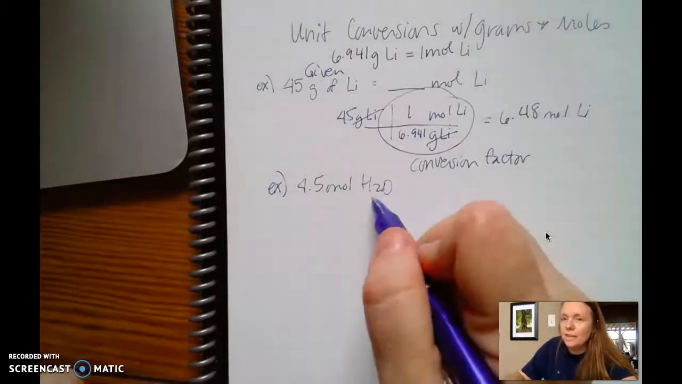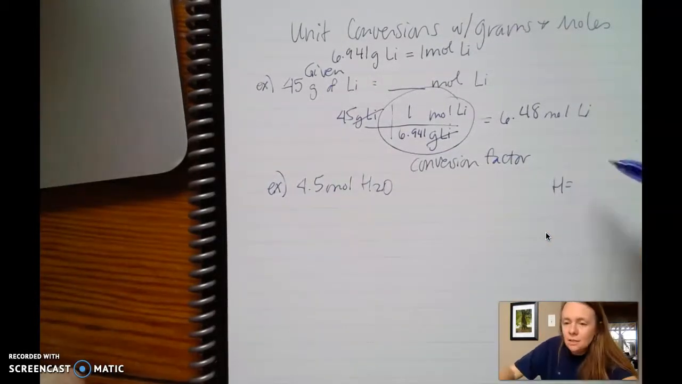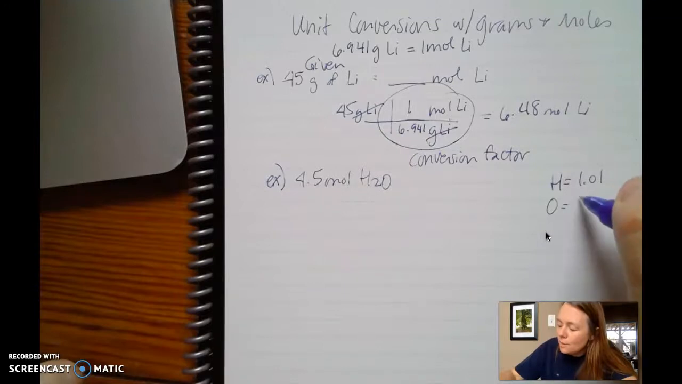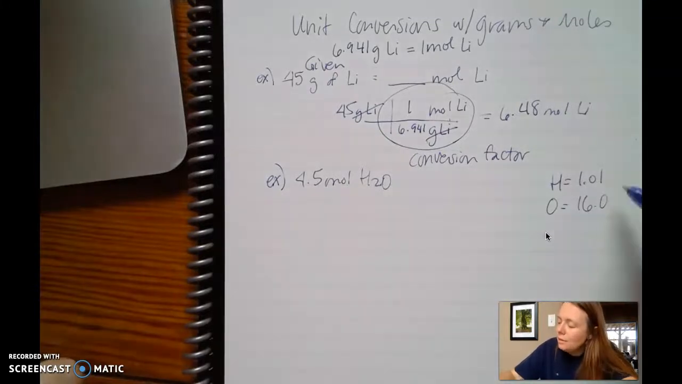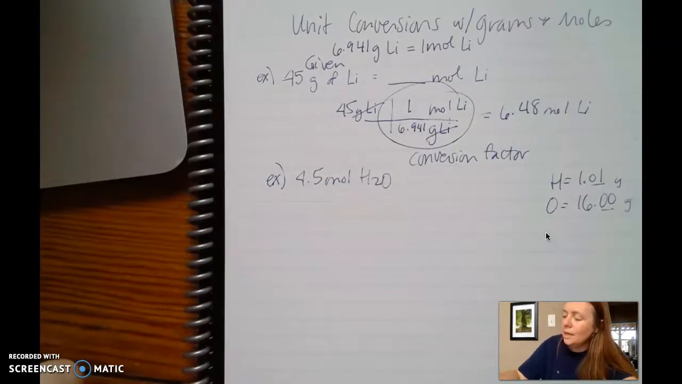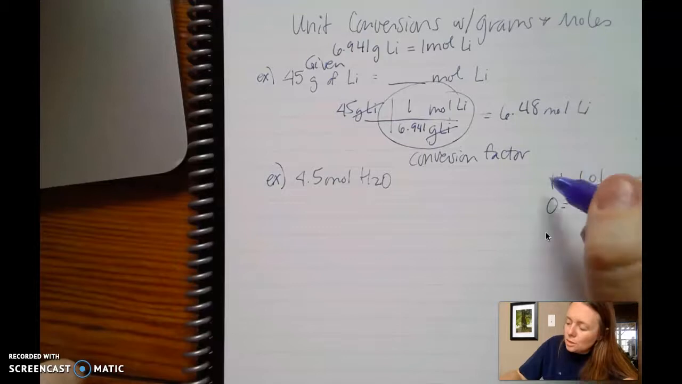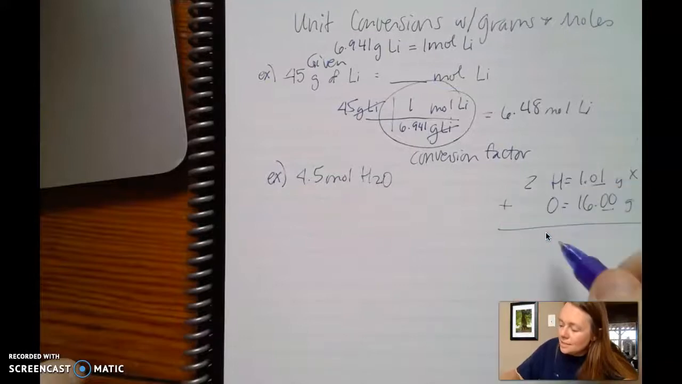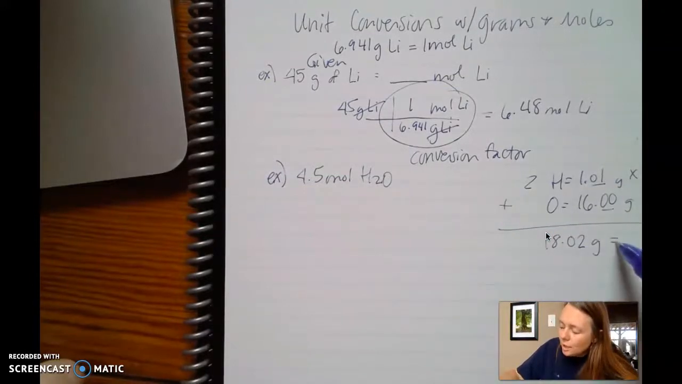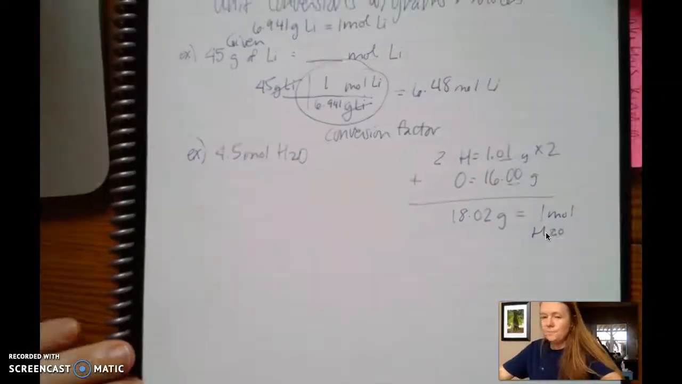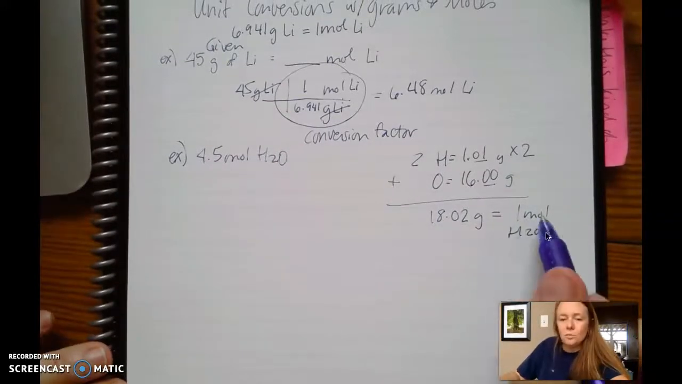Well, now I've got multiple things to add up here. So hydrogen has a mass of 1.01 grams in a mole, and oxygen has a mass of 15.999. For our purposes, we'll round that to 16.00. We always keep 2 places past the decimal. And so when you add this up, you're going to do 2 hydrogens, so we'll multiply our 1.01 times 2, add that to the 16, and that's 18.02 grams in 1 mole of water.